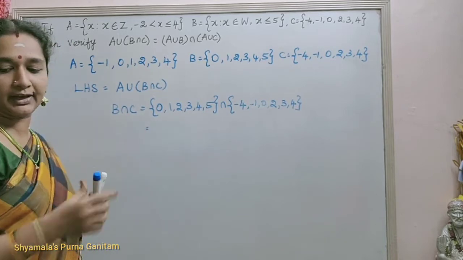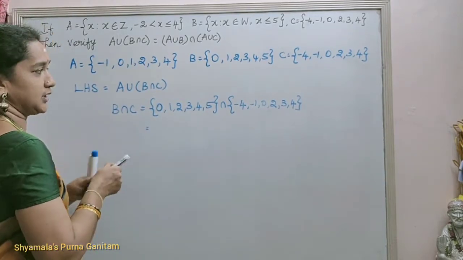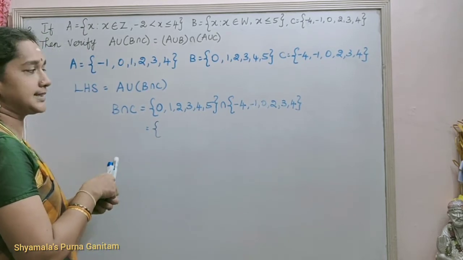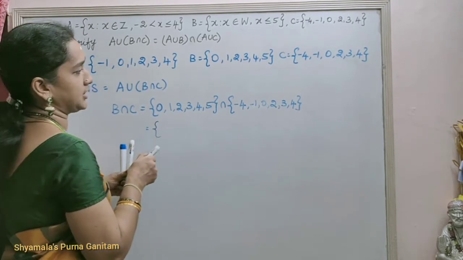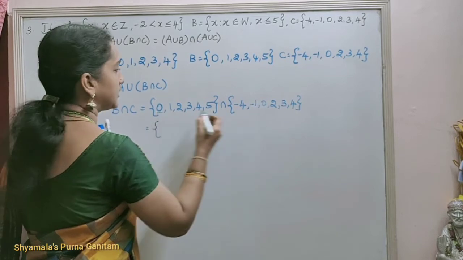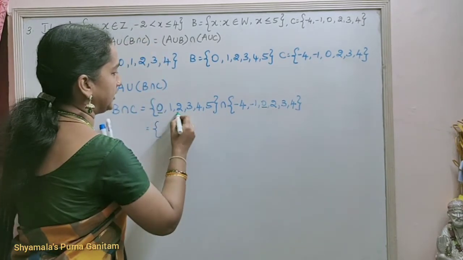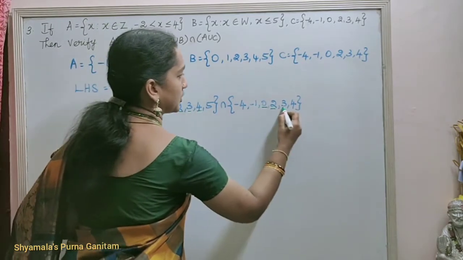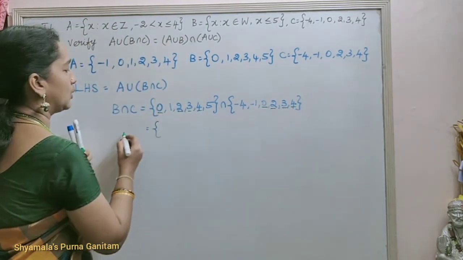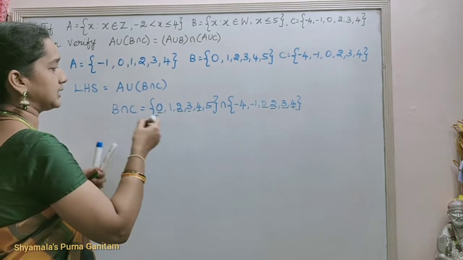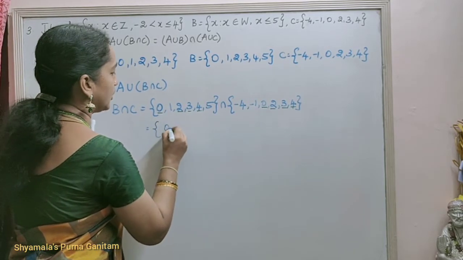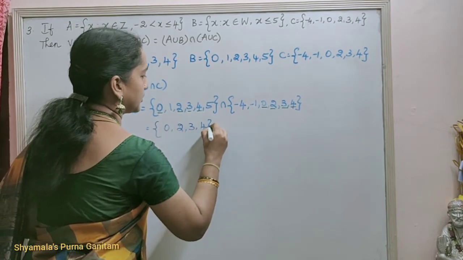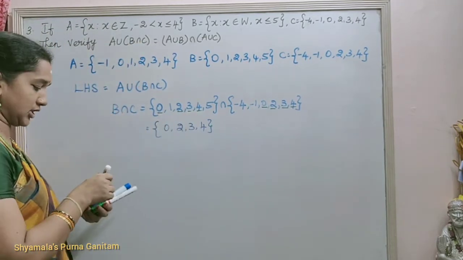So now we will find B intersection C. That is the intersection, the common elements of both the sets. The common elements are 0, 2 is common to both, 3 and 4. So B intersection C is 0, 2, 3 and 4.